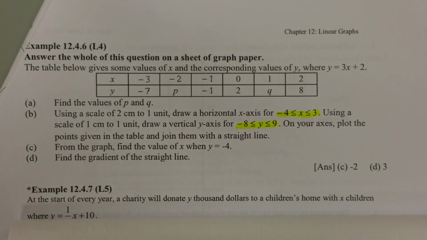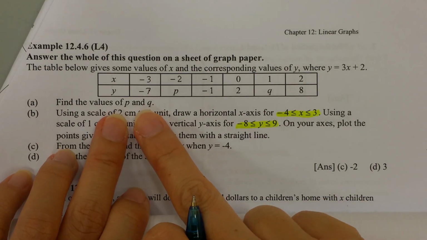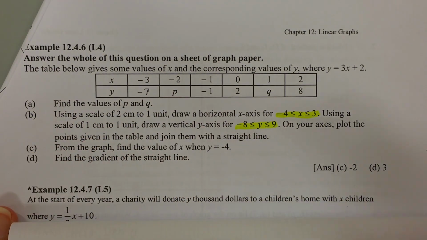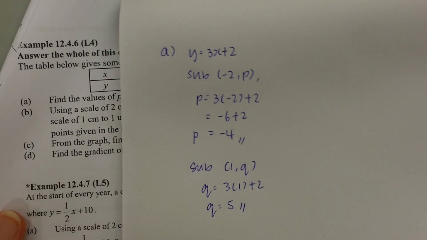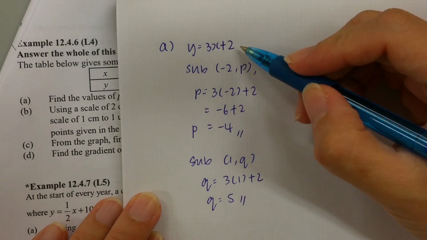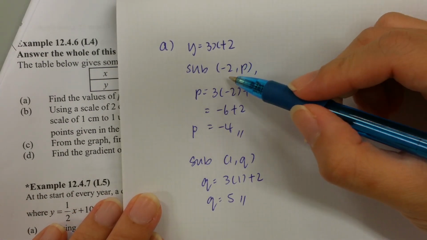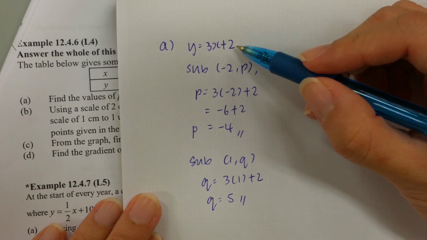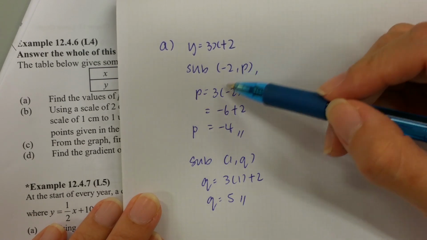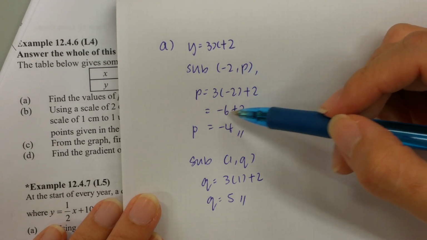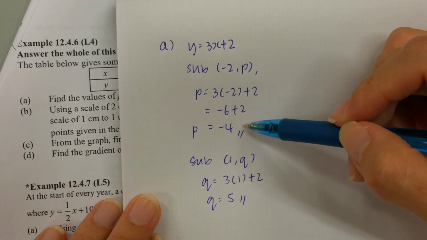Example 12.4.6, okay. Now for A, you're supposed to find the values of P and Q. So this one you have done it many times previously. Just to show you quickly. First step, always write down the equation and then substitute the point into the equation. You will have y equals to P, x equals to -2. And then solve it, you get P equals to -4.